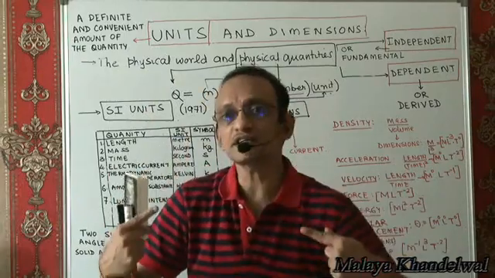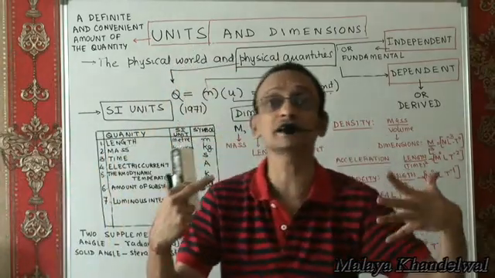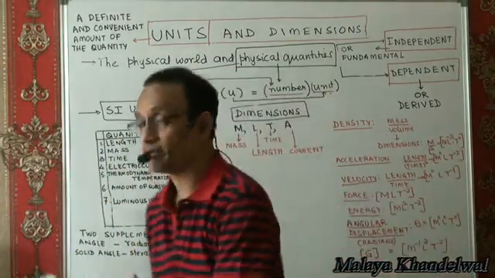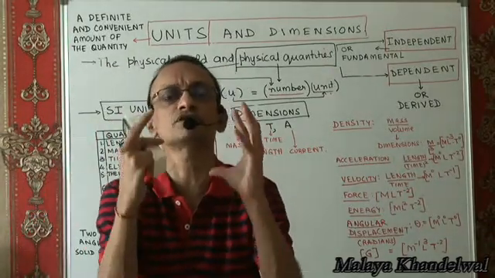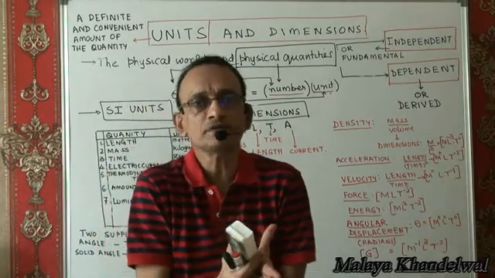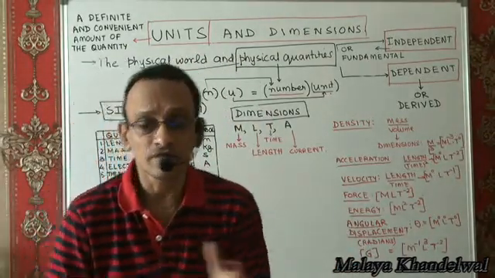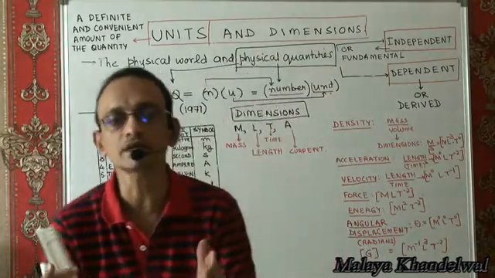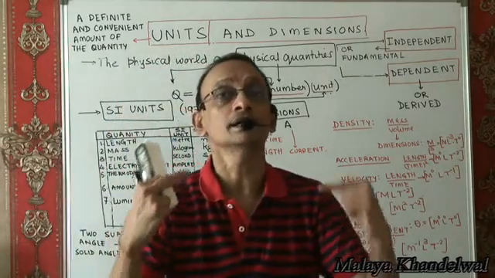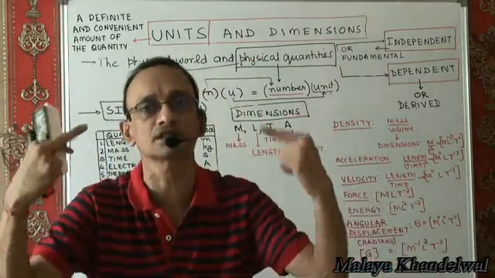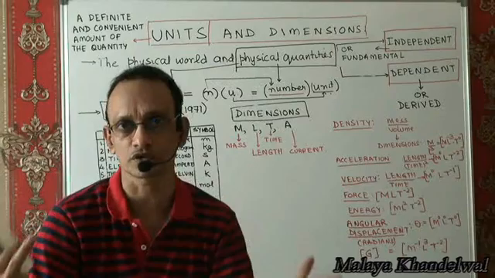So, a unit is essentially a convenient amount of a certain quantity. So when we talk of kilogram as a unit, there is a certain amount that is referred to as a kilogram. When we talk of a meter as a unit, then meter is a convenient amount of length. When we talk of time as second, then a second is a convenient amount of time, right? So a unit is essentially a convenient amount of a certain physical quantity.